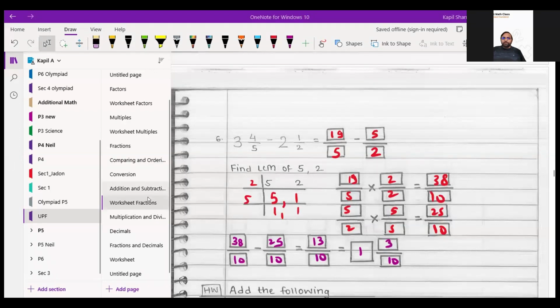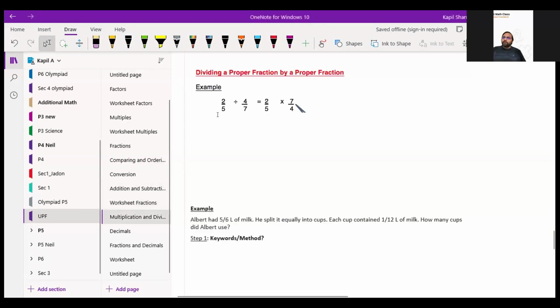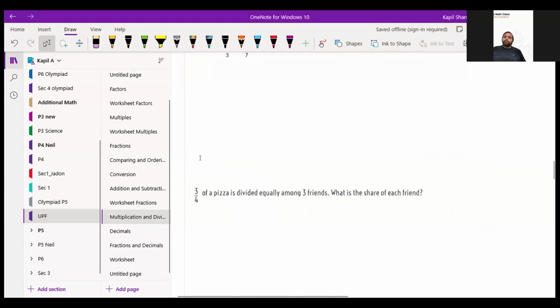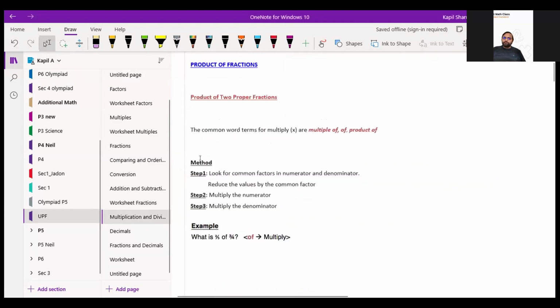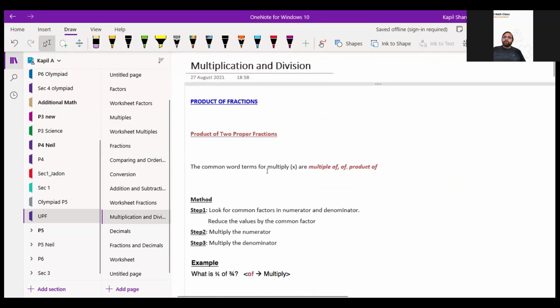Okay, this worksheet is complete. Now let's move to multiplication and division of fractions. Okay. So first let's talk about multiplication or product.